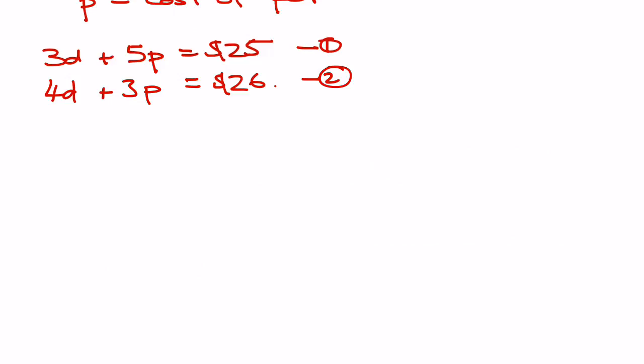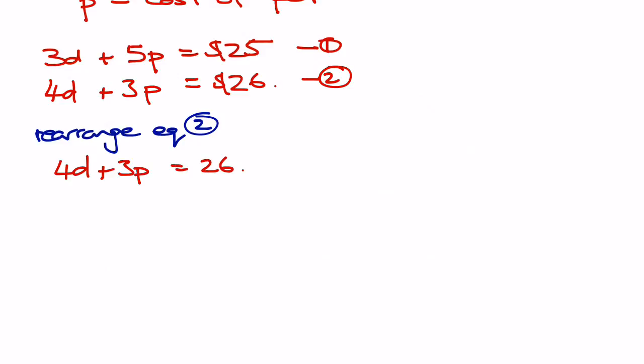So neither of these equations look particularly nice. So for this one, we're going to rearrange equation 2, because rearranging equation 1 isn't necessarily going to make things easy. So we'll write that down. That's 4D plus 3P is equal to 26.